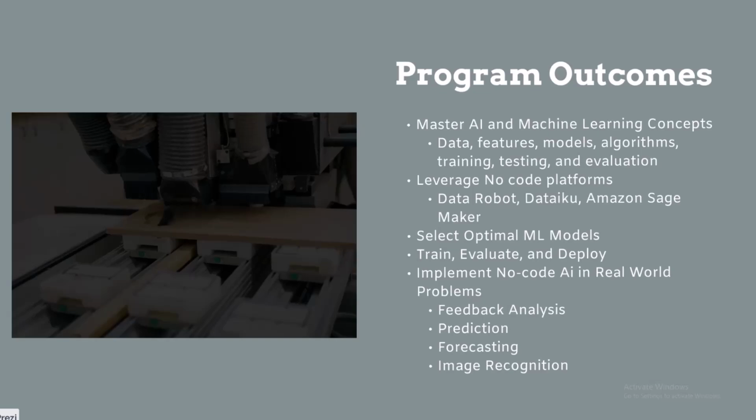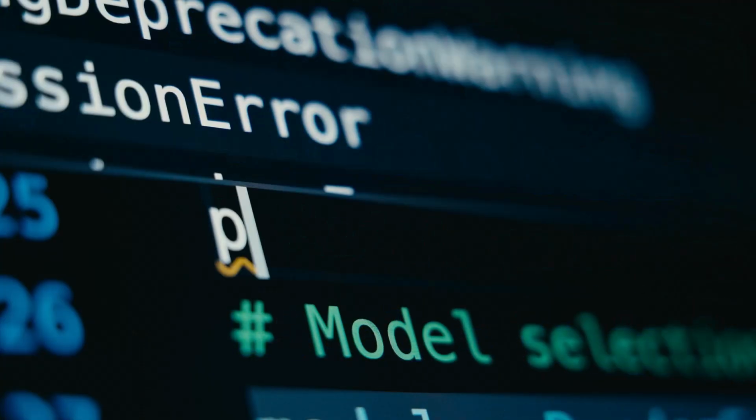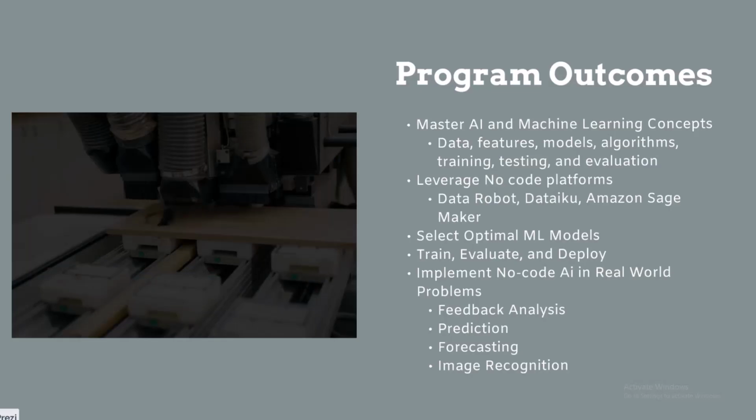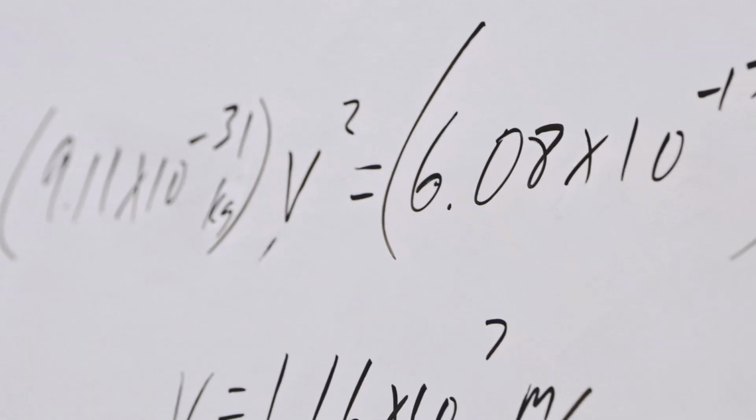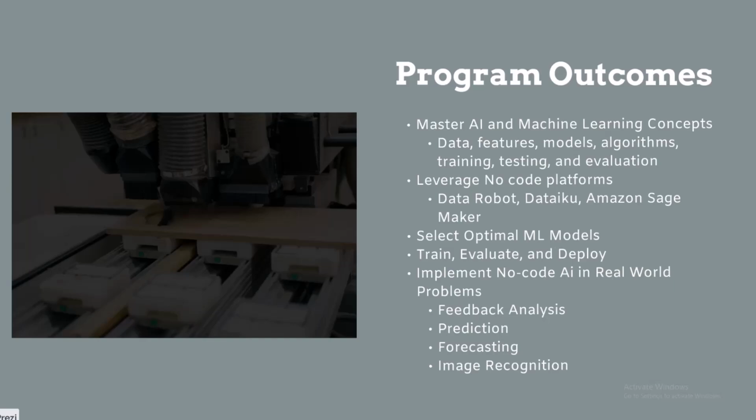Okay, so the program outcomes of this course are that you'll be able to master the AI and machine learning concepts. You'll learn about data and features, different models and algorithms. You'll learn how to train, how to test, and evaluate whether your model is good or not. And we'll be leveraging different no-code platforms such as DataRobot, Dataiku, and Amazon SageMaker, and be able to select which ML models are appropriate for the problem. You'll learn how to train, evaluate, and deploy, and then you'll implement no-code in real-world applications, such as feedback analysis, prediction, forecasting, and image recognition.